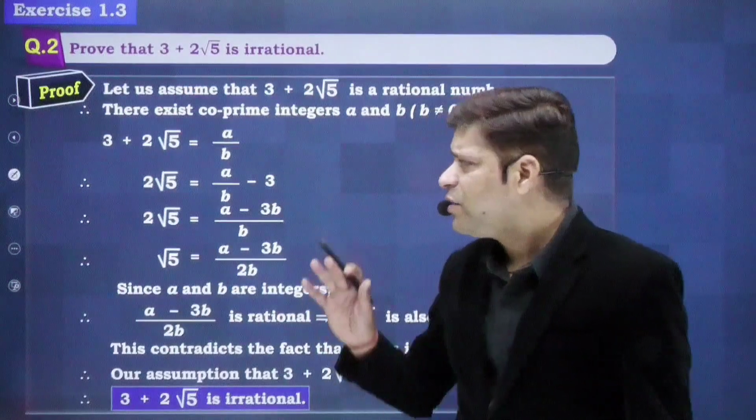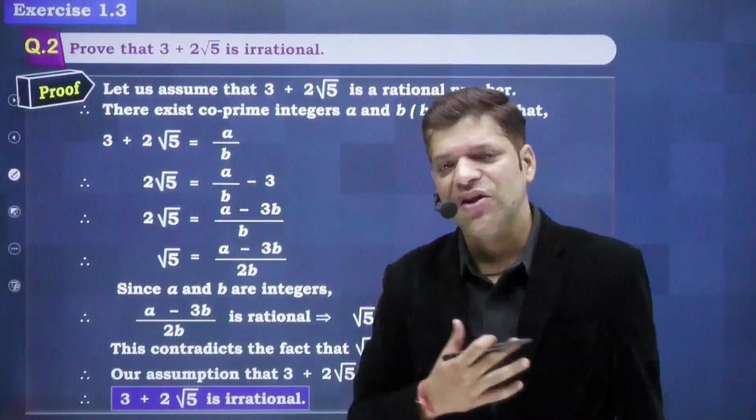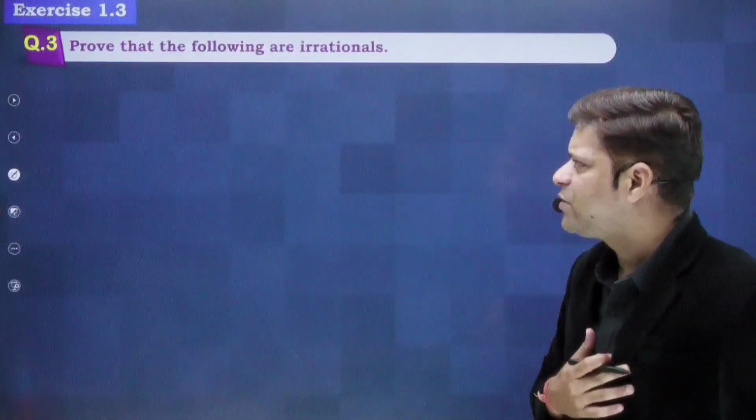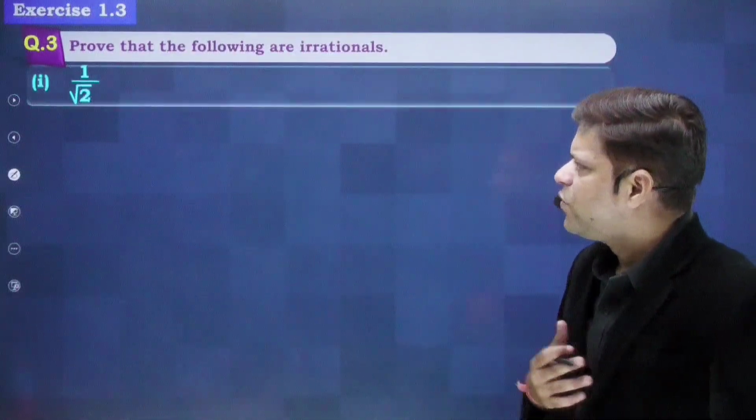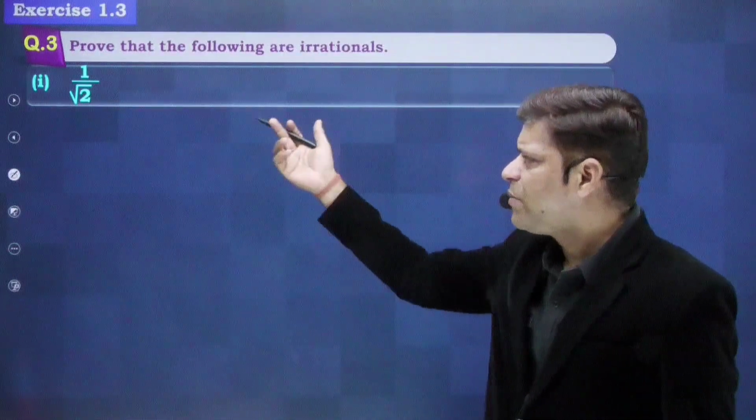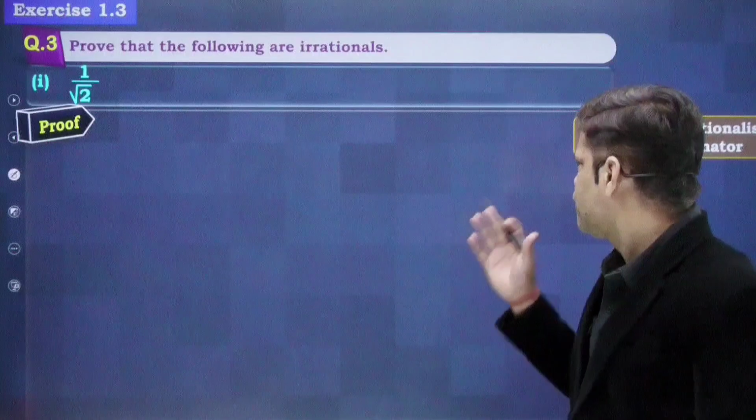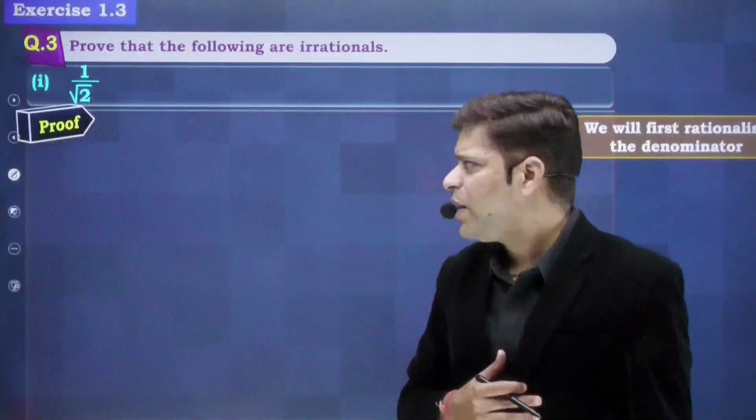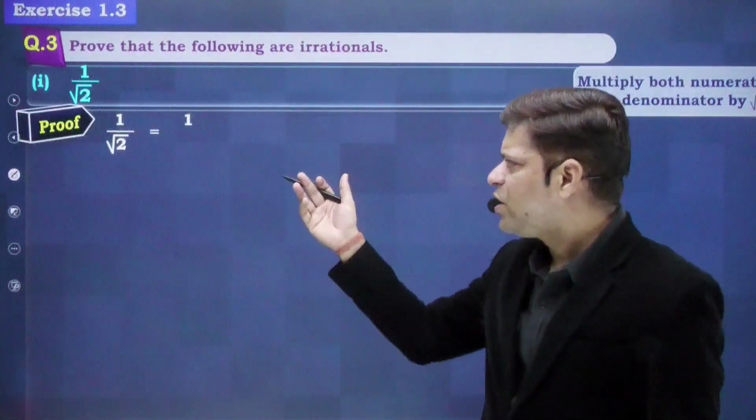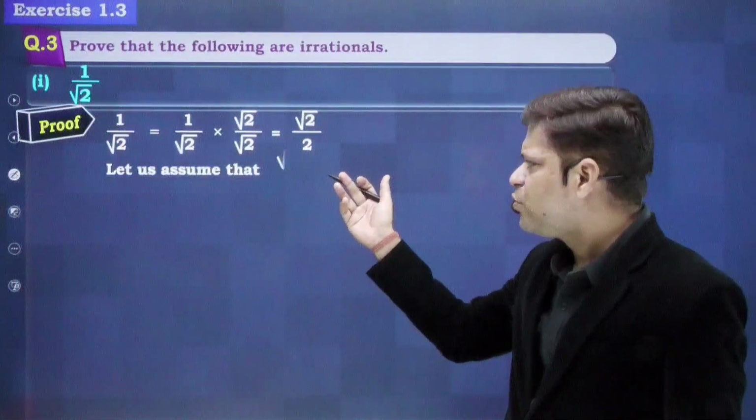Okay, so I think you understand the concept clearly. That is how we are going to prove the irrationality of the given numbers, right? The next one, we also prove the irrationality of 1 by root 2, that is, 1 by root 2 is an irrational number. Again we make an assumption, we again take the contradiction method. 1 by root 2 can be written as root 2 by root 2 times root 2, that is, root 2 by 2.